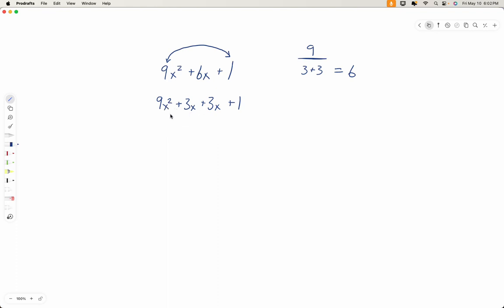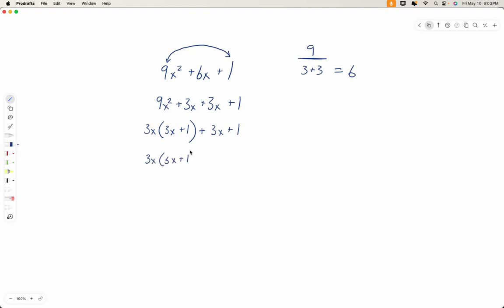Now I can factor. So the thing that I see in both of these terms is a 3x. So 3x comes out of 9x squared, and it leaves behind a 3x. 3x times 3x is 9x squared. And 3x times 1 is 3x. So 3x times (3x plus 1). Now we have plus 3x plus 1. There is absolutely nothing in common with both of those terms that I can factor out. Nothing. So when there is nothing in common with the terms, you do this.